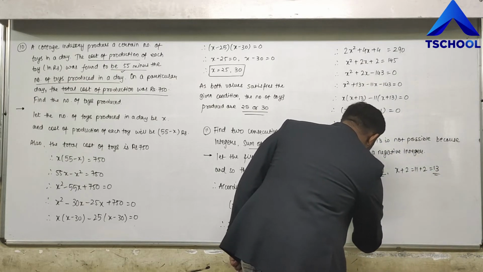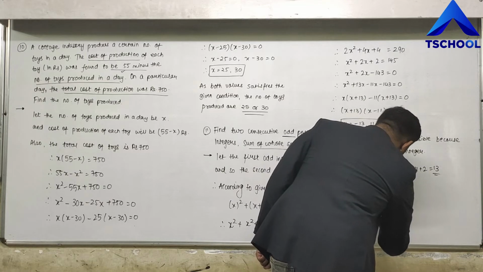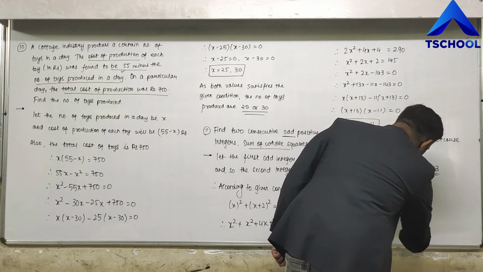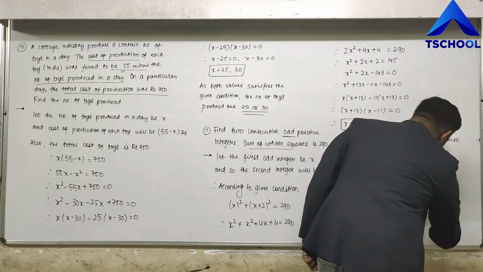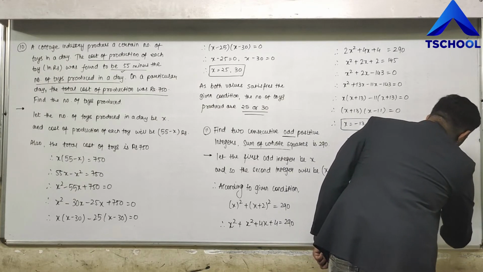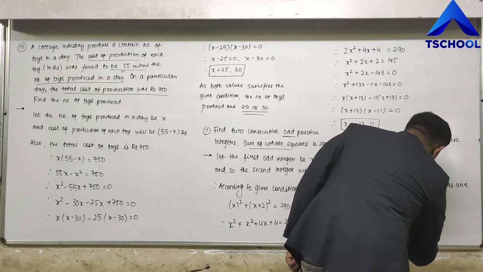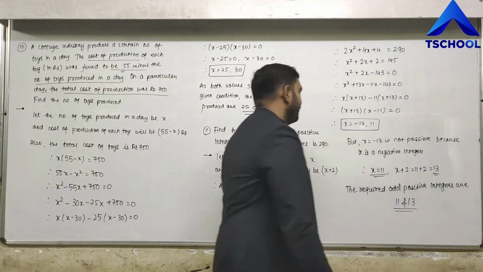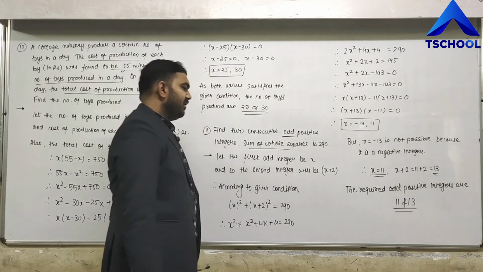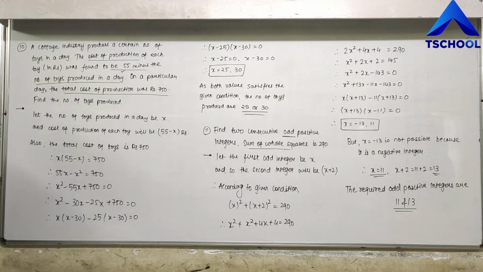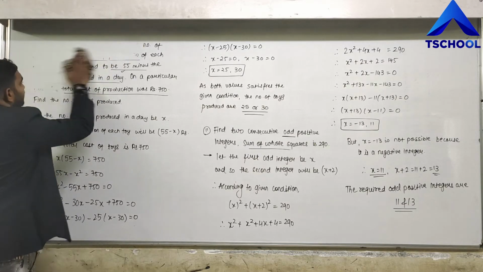Hence the required odd positive integers are 11 and 13, right? So these are our required odd positive integers, that are 11 and 13. So in this way you can solve the data type question, and then you can get the required answer. Is it clear? Okay, so let us move further with the examples.